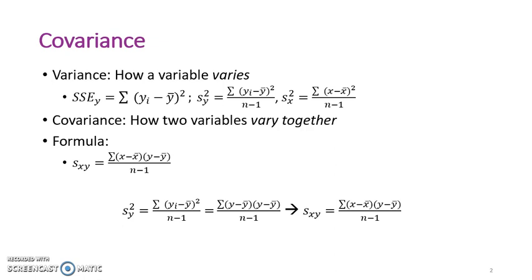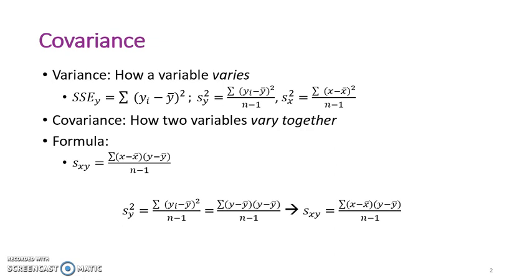Let's examine these formulas. Recall that the sum of squared errors is the sum of the squared differences between each score and the mean. The variance is the sum of squared errors divided by n minus 1. The covariance formula is the sum of the product of errors for x and y divided by n minus 1.